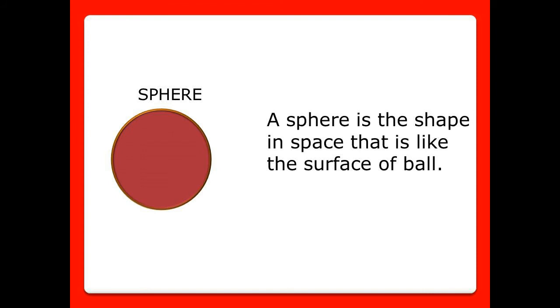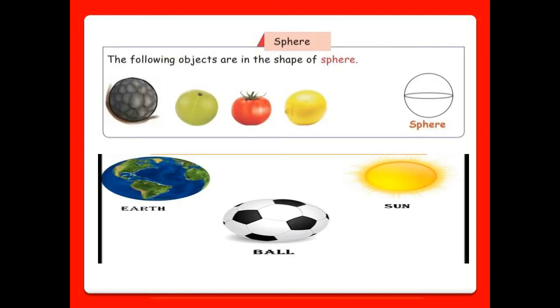We are going to see sphere. A sphere is the shape in space that is like the surface of the bowl. Yes, our earth is sphere in shape. Just look into these objects and observe the shape. The gooseberry, see the gooseberry? It is in the shape of sphere. Ball, sun, tomato, lemon are in the shape of sphere.